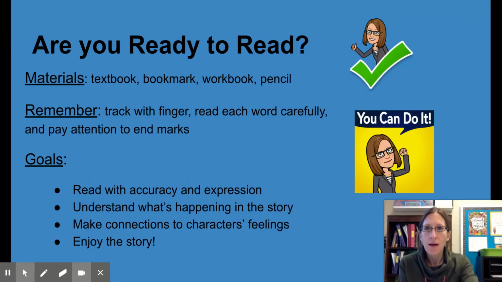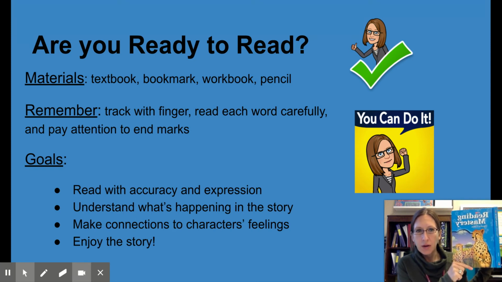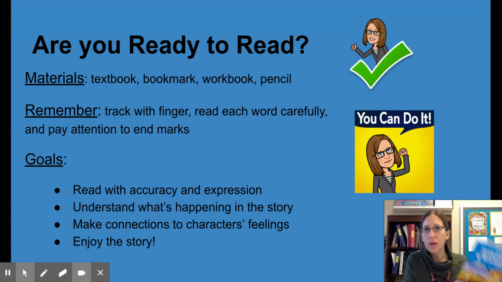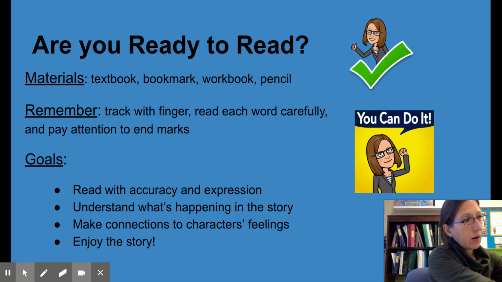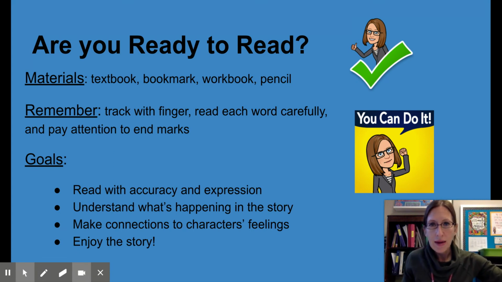Do we have our textbook? And we're in our textbook with the cheetahs on the front. Do we have a bookmark or a finger to follow along? Do we have our workbook? Got my workbook here. Oh, and our workbook for right now is a packet. So we need to have our packet. And I've got my packet here. All right, and a pencil.